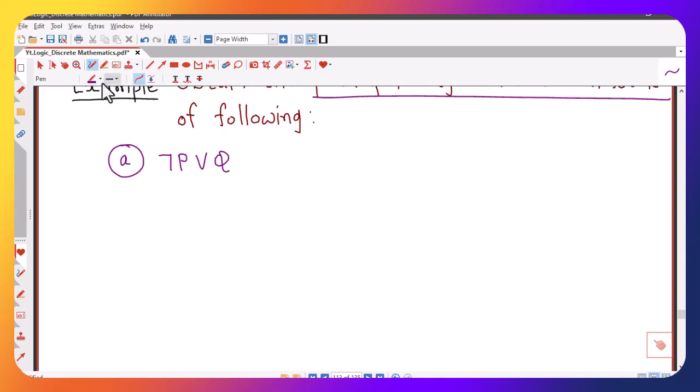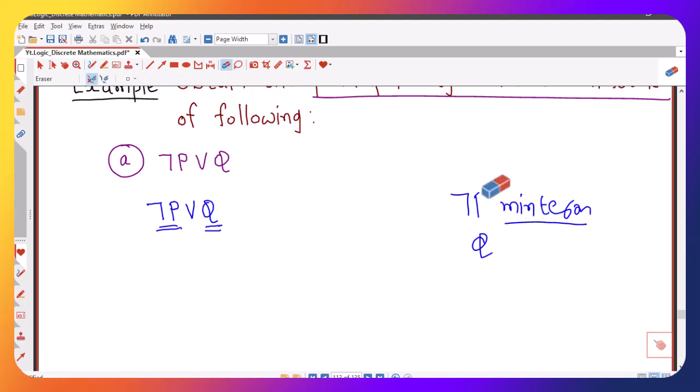First one is negation p or q, and we can see this is not in principal disjunctive normal form. This is disjunction, but it is disjunction of negation p and q. Negation p is not a min term. Similarly, q is also not a min term, and principal disjunctive normal form is nothing but disjunction of min terms. So we will try to adjust min terms in between, and that we are going to do here.